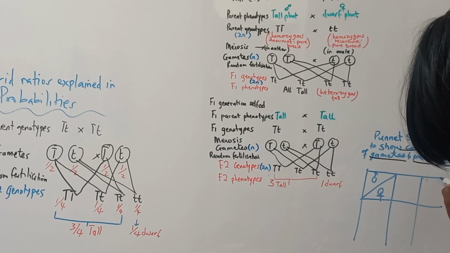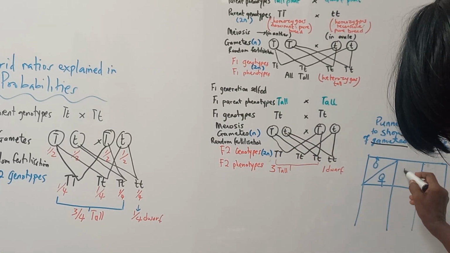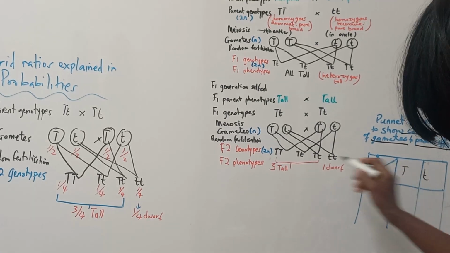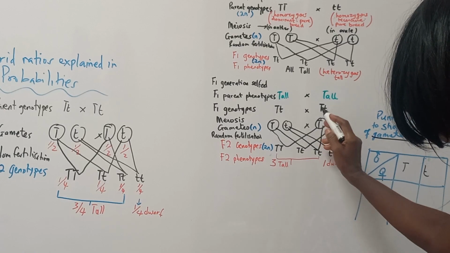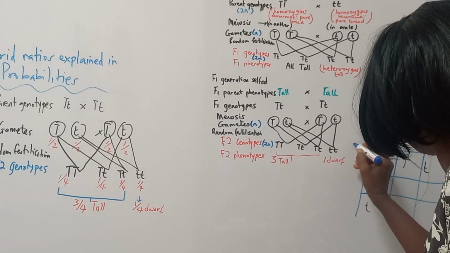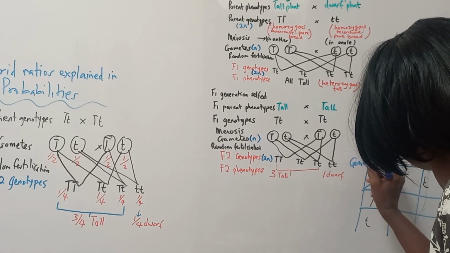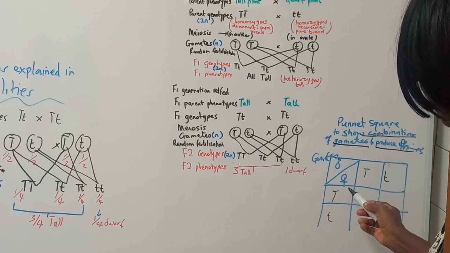So this is the male gamete. We have big T here, small t here. This female, we have big T here, small t here. These are the gametes. So we write here gametes here and here. So random fertilization takes place.